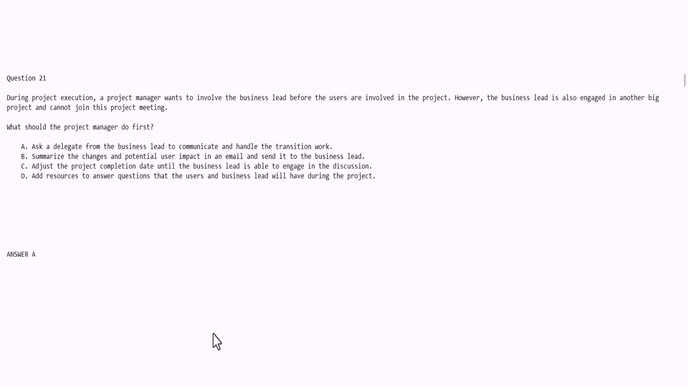Okay, so here we are back, and hopefully you got this answer correct. The correct answer is A. When faced with a situation where you want to include someone, such as the business lead in this case, and that business lead is not available to participate in your meetings, the first line of defense is that the project manager would ask a delegate from the business lead to communicate and handle the transition of the work. Hopefully you got that answer correct, and we look forward to seeing you in the next question.